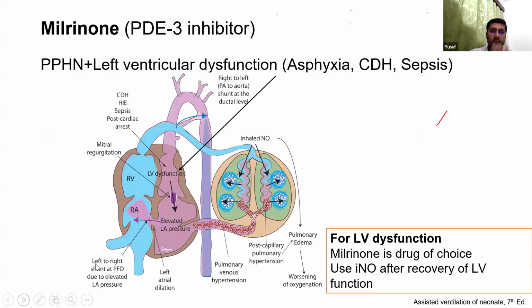Milrinone is basically a phosphodiesterase 3 inhibitor. Milrinone is an inotrope as well as a lusitrope. Inotrope you all must be knowing. What is a lusitrope?